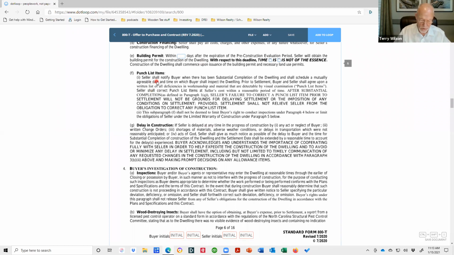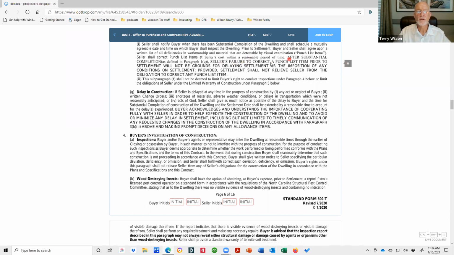Punch list items. Seller shall notify buyer when substantial completion of the dwelling has been done, and shall schedule a mutually agreeable time for the buyer to come in and look at the property. Usually they give the buyer blue painter's tape, and they say, walk around the house, and if you see any problems, just put some blue painter's tape there and we'll come back and fix it. That's a punch list item. I don't know where the root comes from. I don't know why it's called a punch list. I should investigate that.